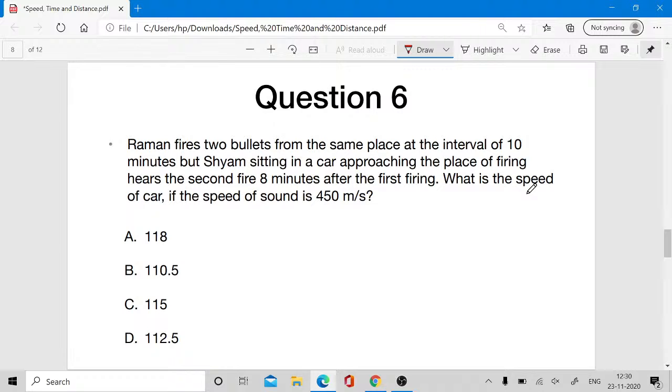Raman, he is firing 2 bullets from the same place at the interval of 10 minutes. मतलब 10 minutes के interval में वो 2 bullets को fire कर रहा है. But Shyam, he is sitting in a car, he is approaching the place of firing, and he hears the second fire 8 minutes after the first firing. So what is the speed of the car if the speed of the sound is 450 meter per second?